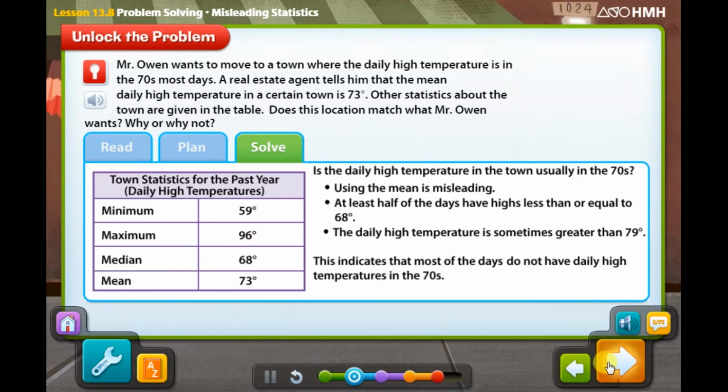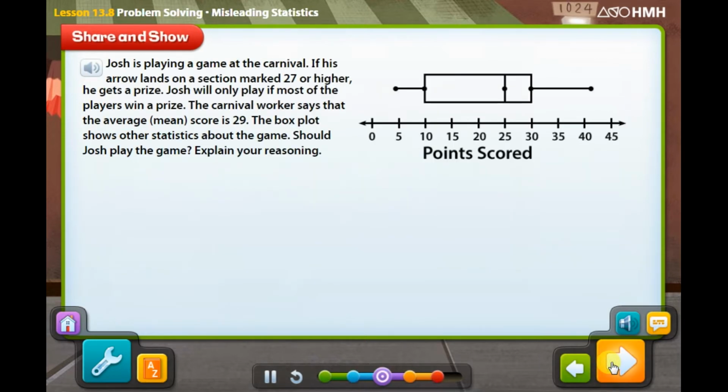So let's move to another question. Use the statistics shown in the box plot to decide whether Josh should play a game at the carnival. First, let's read the question. Josh is playing a game at the carnival. If his arrow lands on a section marked 27 or higher, he gets a prize. Josh will only play if most of the players win a prize.